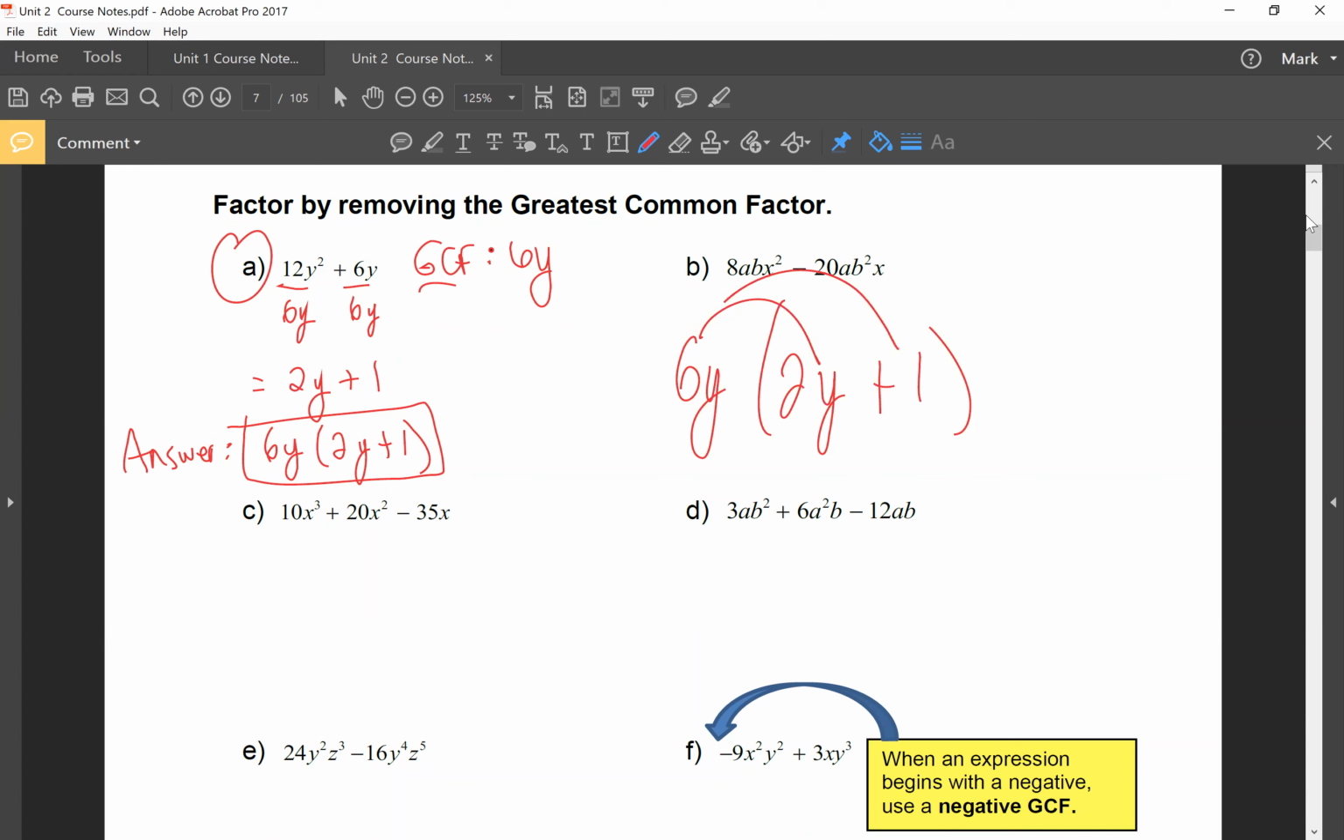You're doing the reverse of the distribution property. So 6y times 2y is 12y squared. 6y times 1 is just 6y. I'm reversing the distributive property. This is what factoring is. I'm pulling away a common term to reverse this. There's a reason why I'm reversing this too. But anyways, let me check the chat and then I'll do C and then I'll ask you guys to practice.